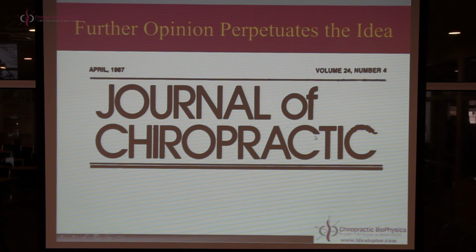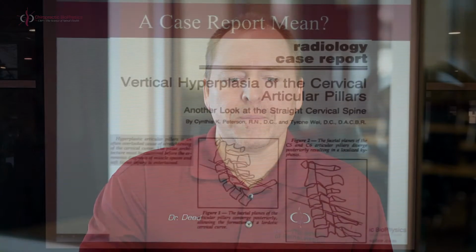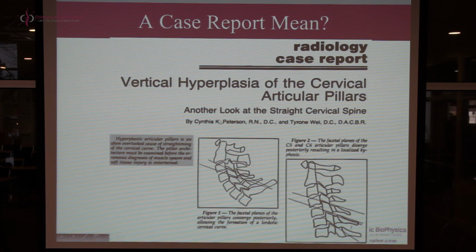Further, there was a study in 1987 in the Journal of Chiropractic that perpetuated this concept. It wasn't actually a formal trial or correlation study. It was just presenting the same kind of opinion, with no real statistical data. It came out in the late 1980s by Peterson and Way, both chiropractors, and of interest, Way is a chiropractic radiologist. They said that in this particular case study, vertical hyperplasia of the articular pillars was responsible for straightening of the cervical curve.